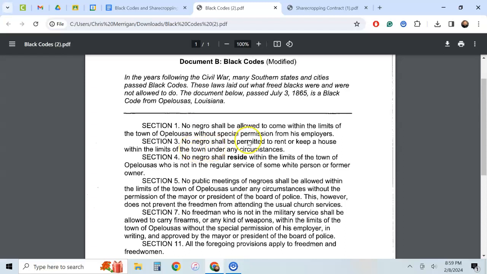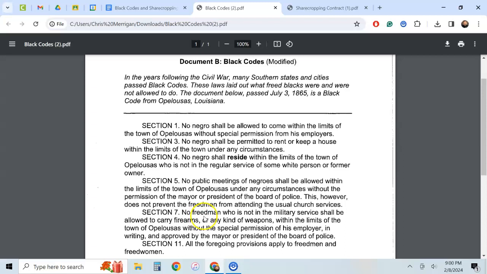Section 3, no Negro shall be allowed to rent or keep a house within the limits of the town under any circumstances. Section 4. No Negro shall reside within the limits of the town of Opelousas who is not in the regular service of some white person or former owner. Again, referring to the time in which slavery was legal. Now, with the 13th Amendment being passed, slavery is illegal except for as punishment for a crime. Section 5. No public meetings of Negroes shall be allowed within the limits of the town of Opelousas under any circumstances without the permission of the mayor or president of the board of police. This, however, does not prevent the freedmen from attending the usual church services. They do make that distinction.